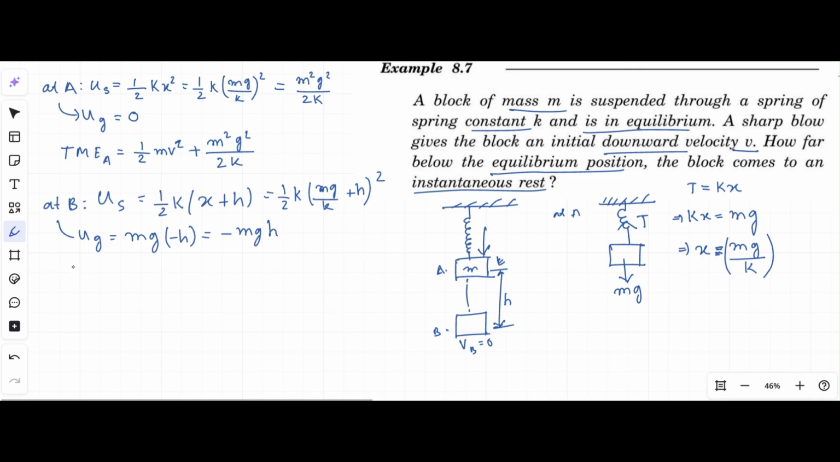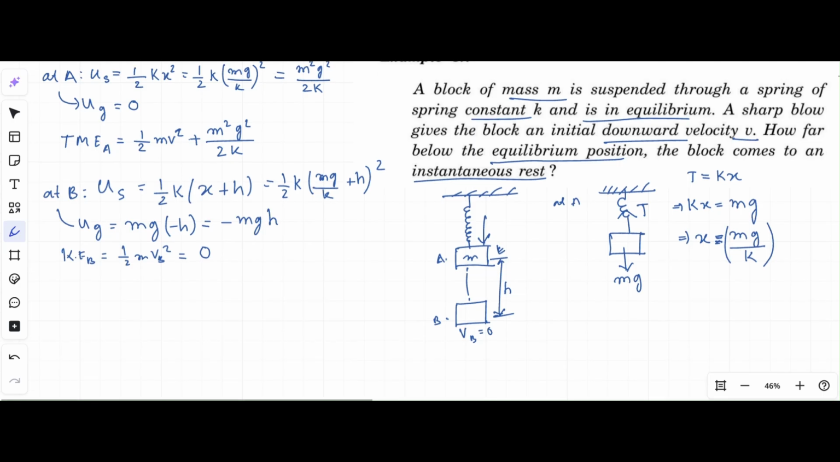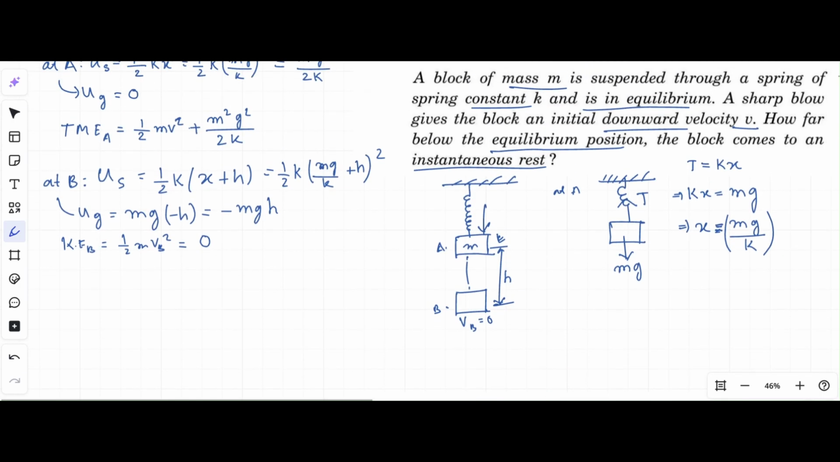Now, what will be the kinetic energy at this state? Kinetic energy at B is equal to half m vb square, but vb is equal to 0, so this becomes 0. Now let us use our equation, the conservation of mechanical energy equation. The sum of potential energy and kinetic energy at the final position is equal to the sum of potential energy and kinetic energy at the initial position. So here we have already done that.